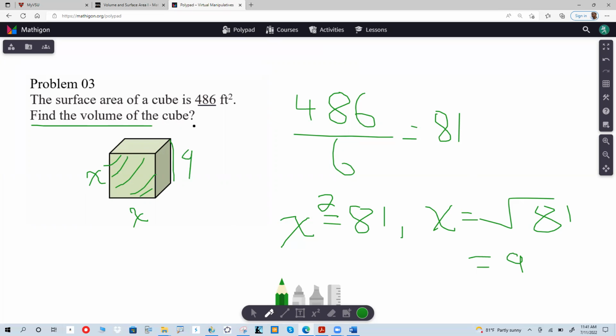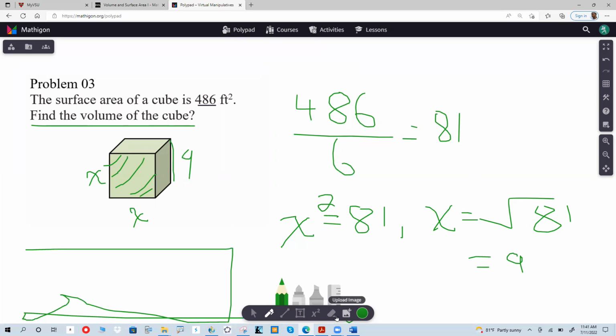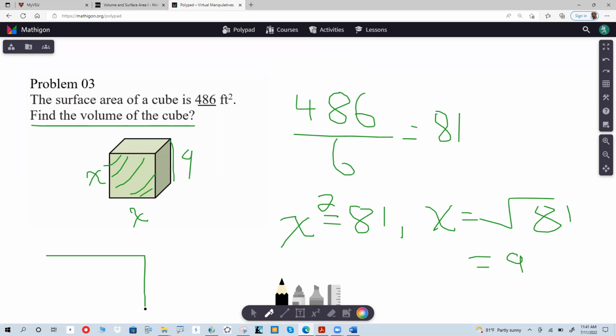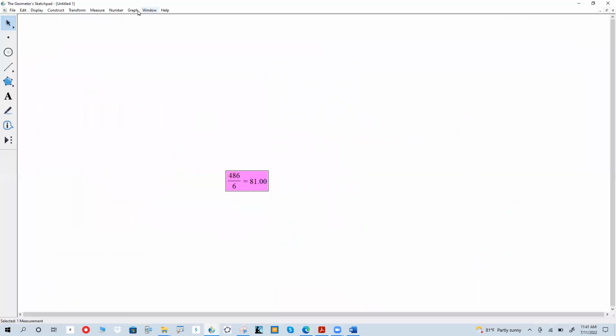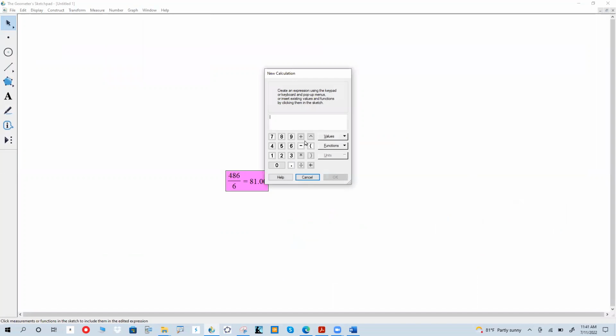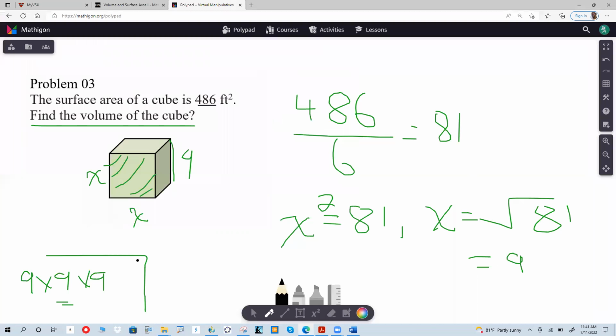And now they want you to find the volume of the cube, which is clearly length times width times height. 9 times 9 times 9 is equal to something. And we're going to find out right here. I'm going to write 9 to the power 3. That's 9 times 9 times 9. I'm getting 729. And I'm pretty sure the answer is correct, but I'm going to check my answer. I'm going to say unit cubed.